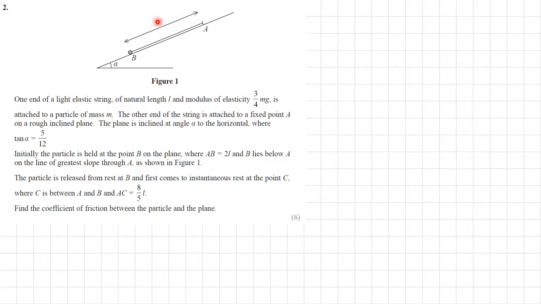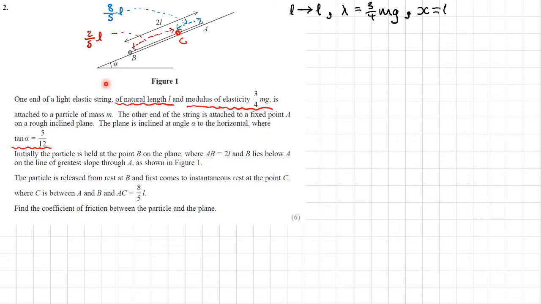So it's all here in this diagram. The particle is released from rest at B and first comes to instantaneous rest at point C, where C is between A and B and AC is 8 over 5 L. Find the coefficient of friction between the particle and the plane.